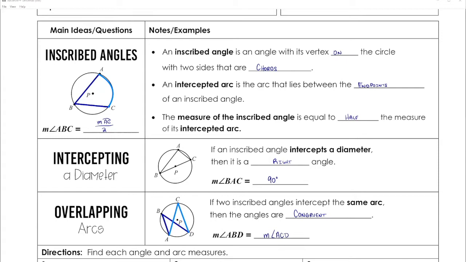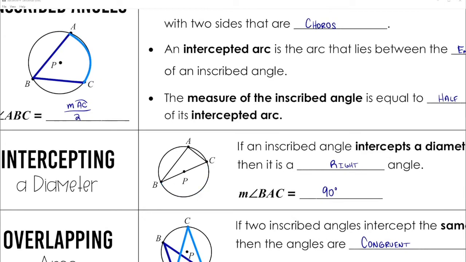When we are intercepting a diameter, it's going to form a right angle. If you think about it, when we look at our diameter, the diameter itself is 180 degrees. So from B to C is our semicircle, which would be 180. If we're following our inscribed angle rule, half of it, 180 divided by 2, would give us a 90. So if we have an inscribed angle that has endpoints on the diameter, it is going to form a right angle.